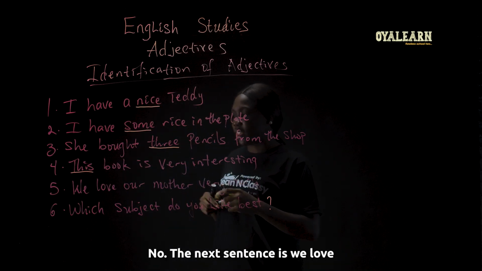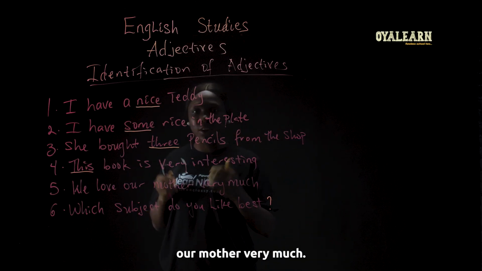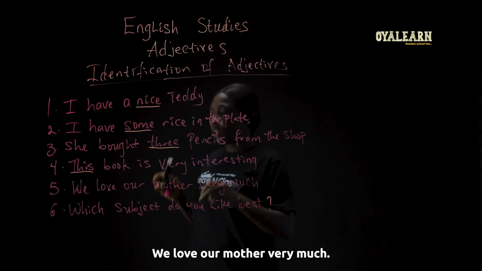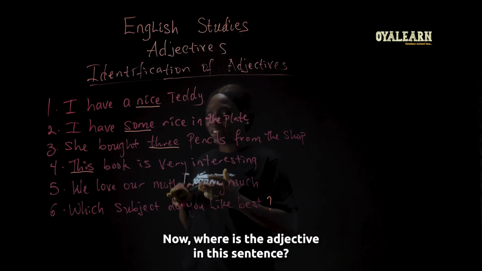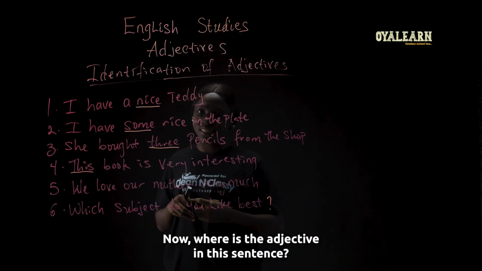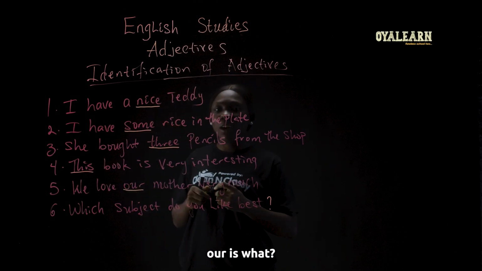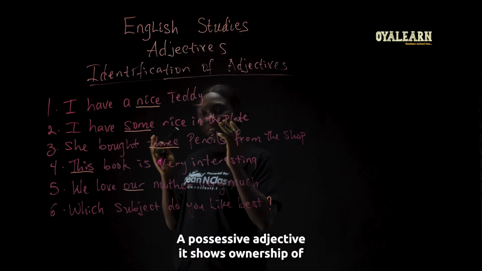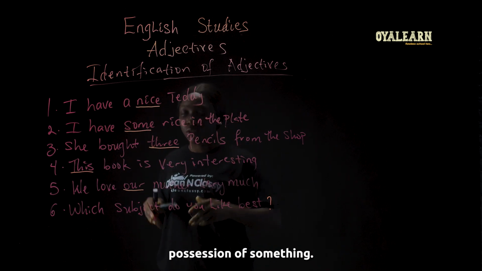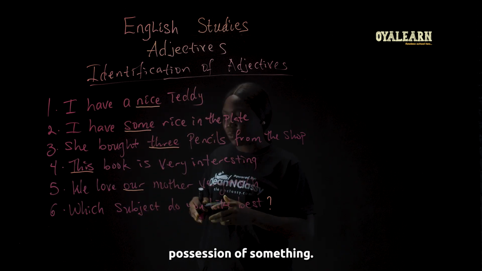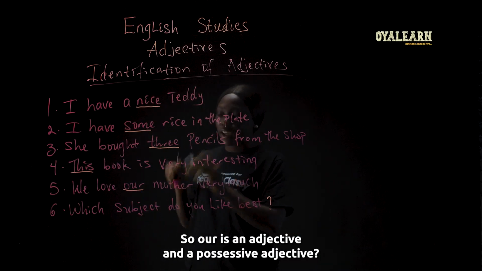All right, next sentence is we love our mother very much. Now, where is the adjective in this sentence? Our. Correct. Our is what? A possessive adjective. It shows ownership or possession of something. So our is an adjective and a possessive adjective.